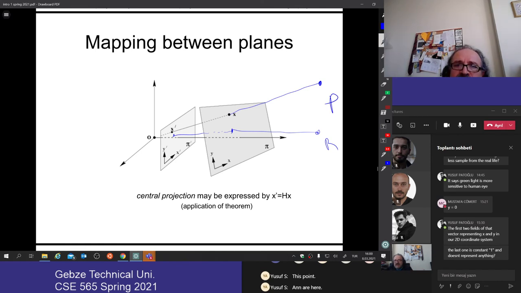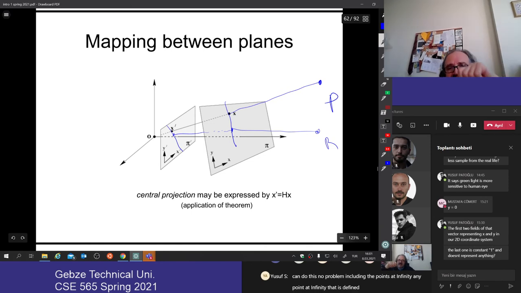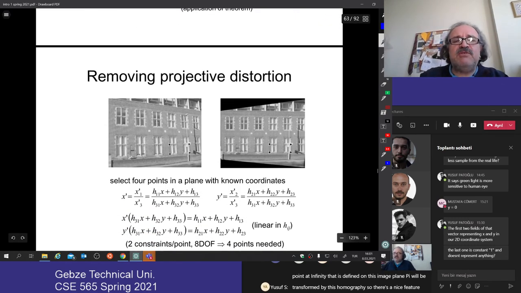Okay, so this is a projectivity. This line and this line. It keeps the being line property. I can define a homography H, a 3x3 matrix that translates all the points on this pi plane to pi prime plane. A projectivity or homography can do this, no problem, including the points at infinity. Any point at infinity that is defined on this image plane pi will be transformed by this homography. So that's a nice feature. Using this feature, maybe I could do this.